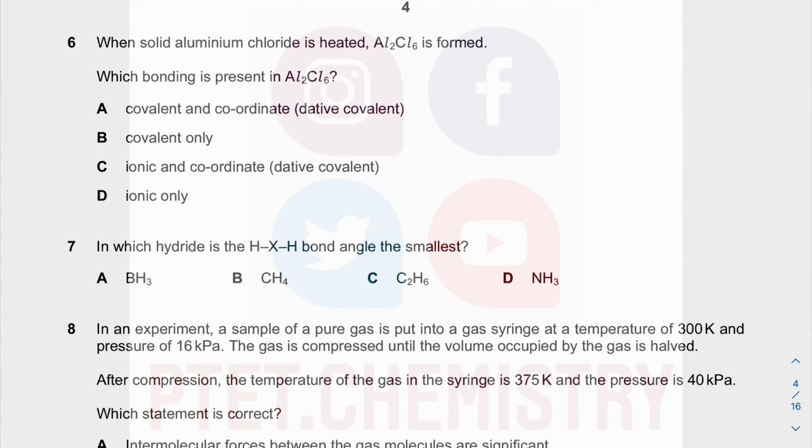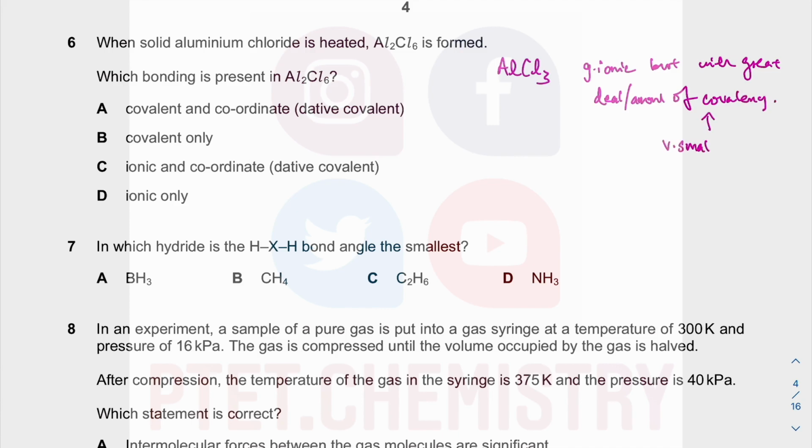Number 6. So we know that AlCl3 is your period 3 chloride. In actuality, we think of the structure of AlCl3 as giant ionic, but with a great amount of covalency. And this is a result of the very small, highly charged Al3+, which is very polarizing. Okay, it polarizes the anion a lot, and this results in a huge amount of covalent character.